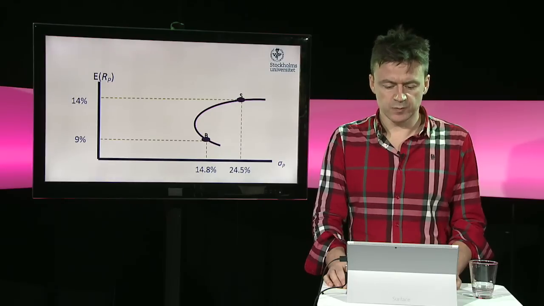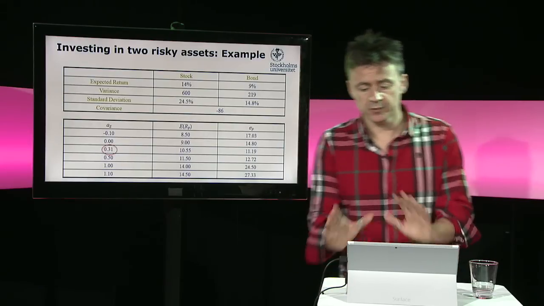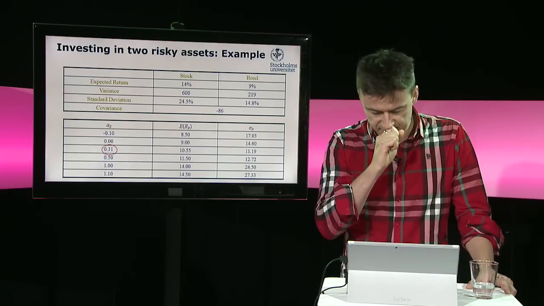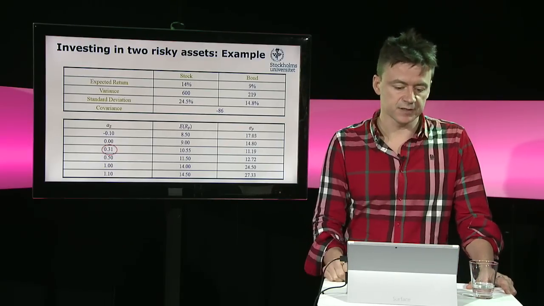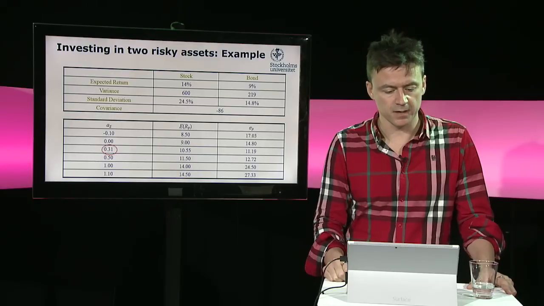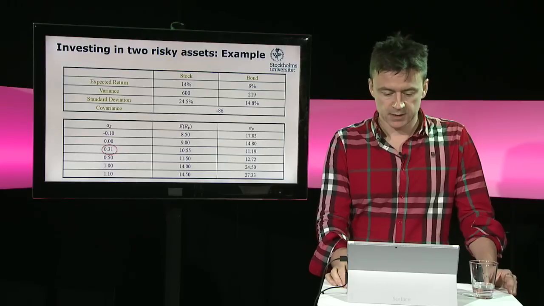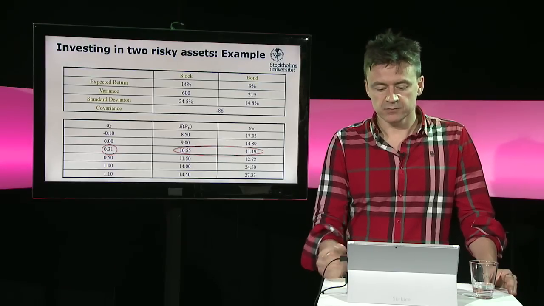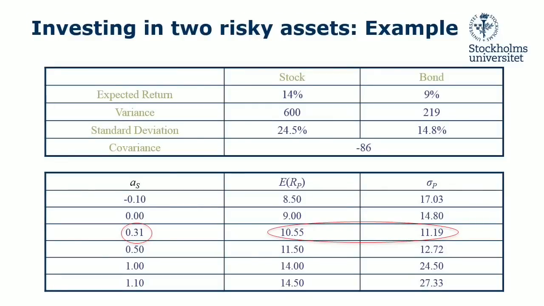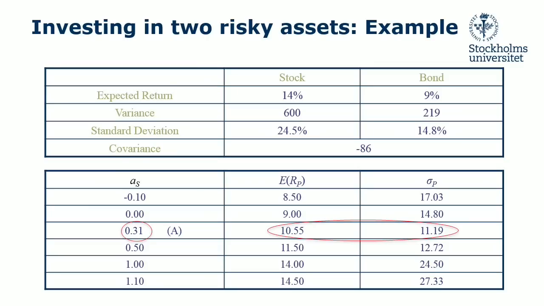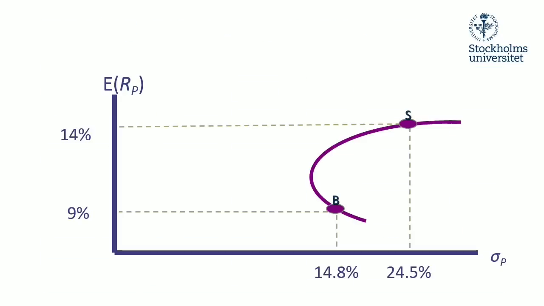Another important point is the one that in our particular example is actually obtained by investing in the stock a proportion equal to 0.31. This portfolio then has an expected return of 10.55 and a standard deviation of 11.19. And let's call it A, just to label it in the graph. And it turns out that it's going to sit right there.